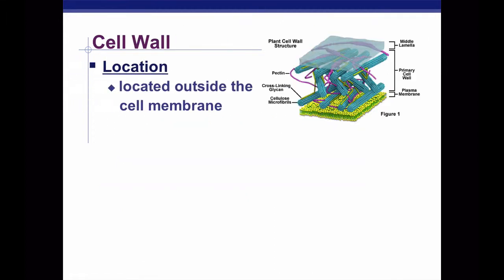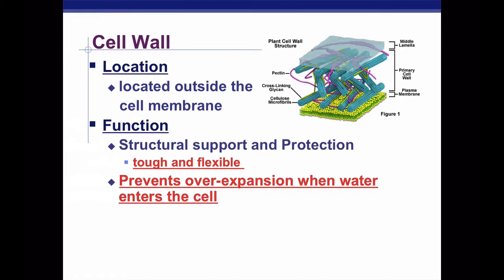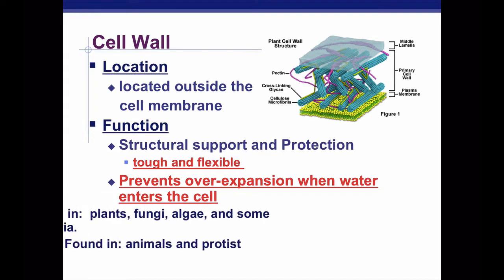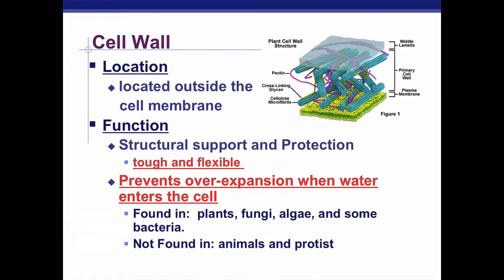Cell walls. The location is outside the cell membrane, but only certain cells have a cell wall. The function is structural support and protection. It's tough and flexible, and it can prevent overexpansion when water enters the cell. This is very important for plants because when the central vacuole, which we'll talk about in just a couple slides, fills with water, it puts pressure on that cell wall. And so you have that rigidity, which is called turgor pressure. Very important because if it didn't have that, the plant would wilt and then obviously die.